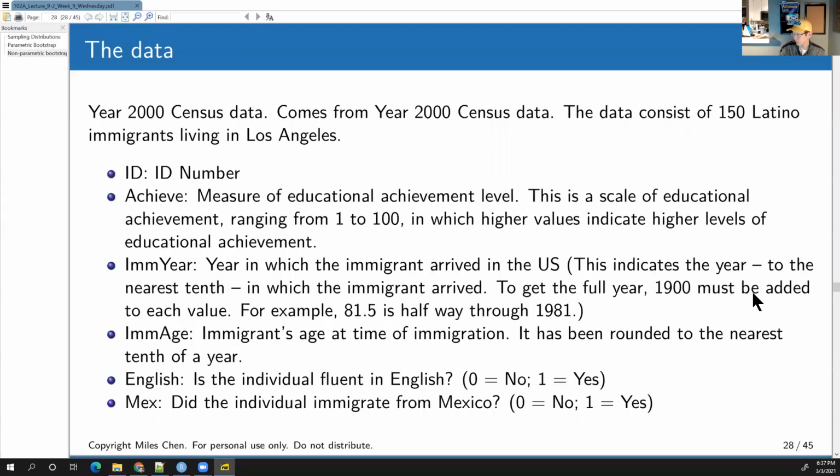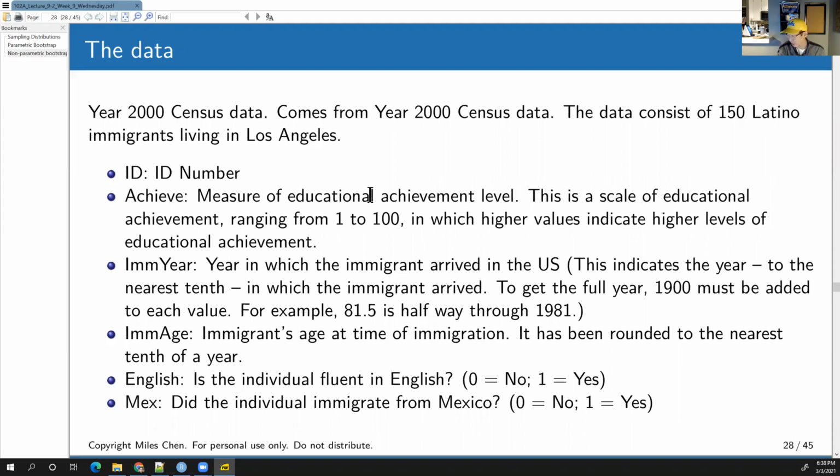And so we have 150 immigrants living in Los Angeles. That's going to be our data set that we're looking at, okay? And specifically, we're looking at Latino or Latinx immigrants in LA. And the variable that we're looking at is this educational achievement level.